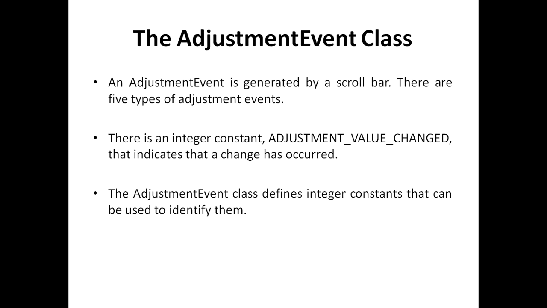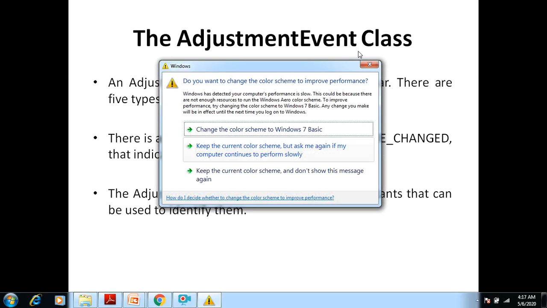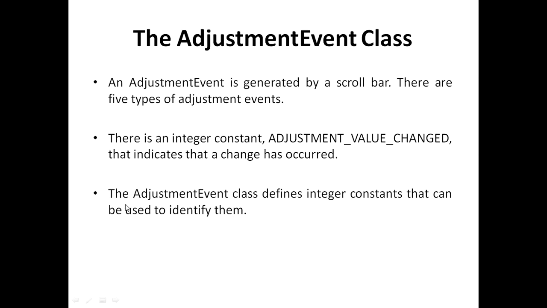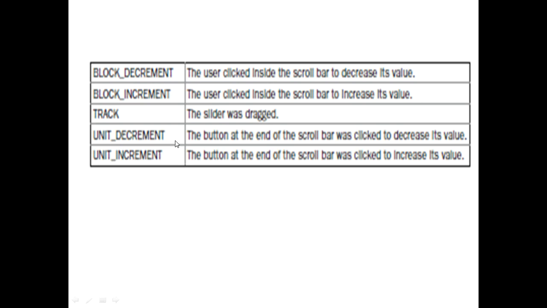There are 5 types of adjustment events. So there is an integer constant, ADJUSTMENT_VALUE_CHANGED, that indicates that a change has occurred. The AdjustmentEvent class defines integer constants that can be used to identify them. So there are 5 types. First one is block decrement, block increment, track, unit decrement, unit increment.